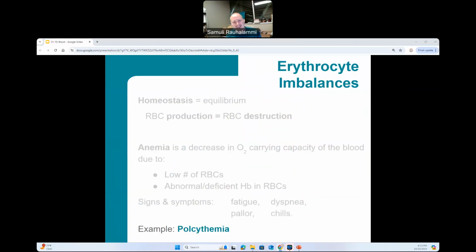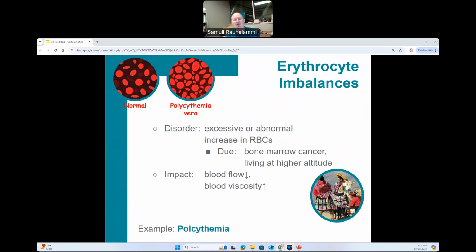Let's keep going onwards. Another disorder, or group of disorders, that I wanted to talk about is having too many red blood cells. And this could be caused by two main reasons. The first one is a little more serious, and the second one is something that we just see. This could be caused by bone marrow cancer. We see examples of that at the top of the screen there. Or it could be caused by living at a higher altitude, where we're compensating for low oxygen levels. And the effects that we see are that the blood flow slows down. This gives us more time to compensate. Also, blood becomes more viscous.